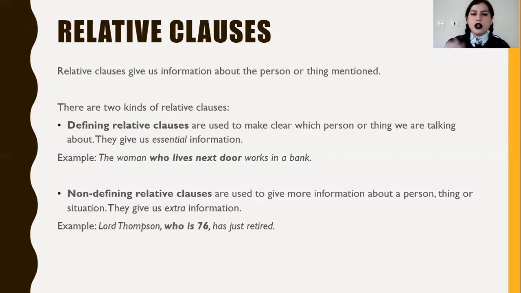And then we have non-defining relative clauses. These ones are used only to give us extra information, information that is not essential, that is not needed to identify the person that we're talking about. For example, Lord Thompson, who is 76, has just retired. So here, without the relative clause, who is 76, we already know the person that we're talking about, Lord Thompson. So this is only extra information. We don't actually need this information to identify the person that we're talking about. So these are the two types of relative clauses.